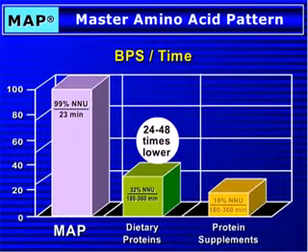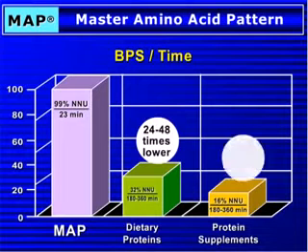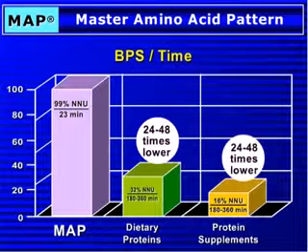Meanwhile, protein supplements have a ratio of 16% NNU over 180 to 360 minutes. This means that the BPS over time ratio of protein supplements is 48 to 96 times lower compared to MAP.